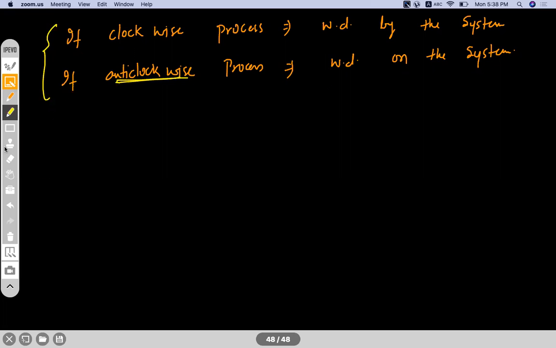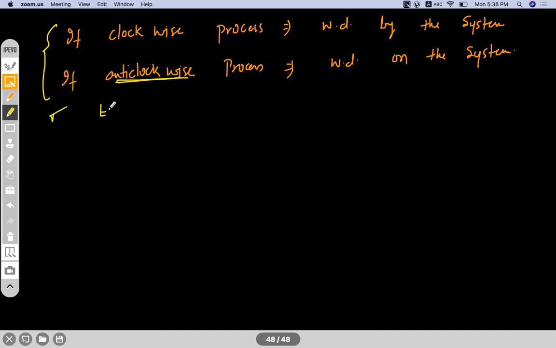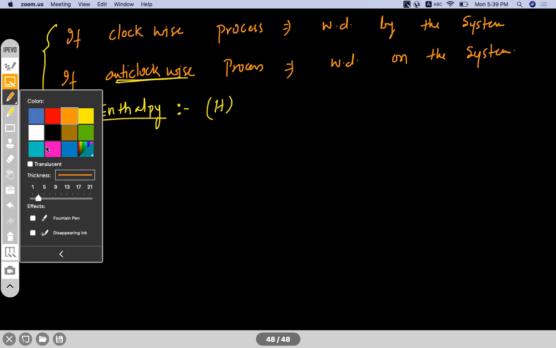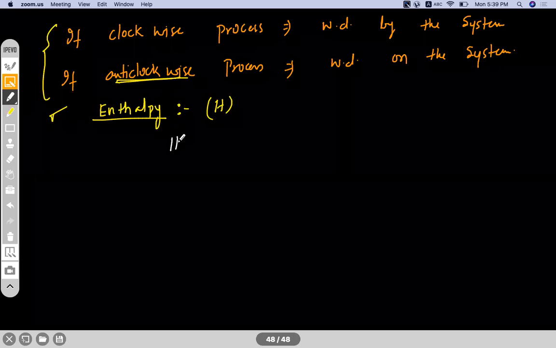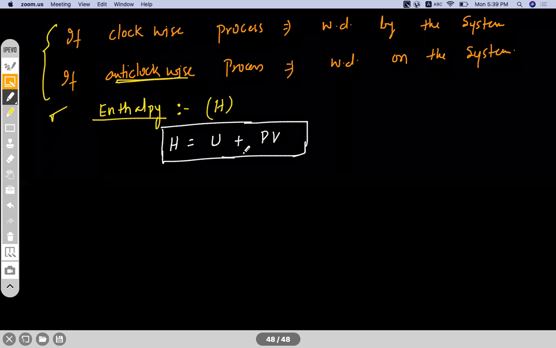Now the next term, you write down enthalpy, represented by H. Mathematically, H is defined as the sum of internal energy and pressure volume work done.